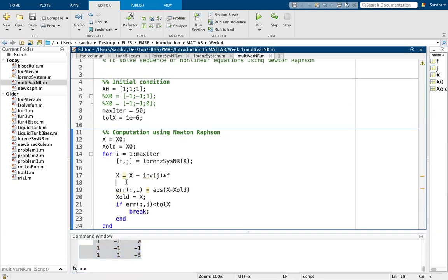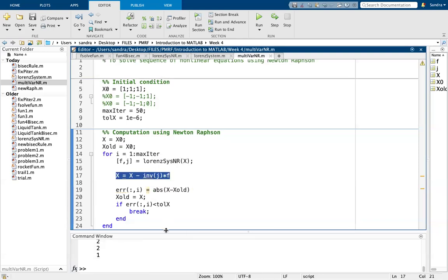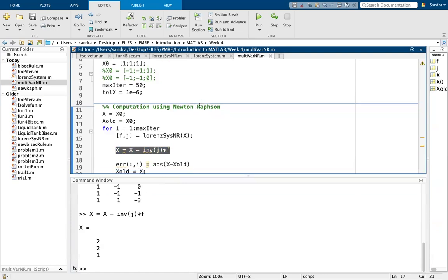Now this is my update formula: new x is old x minus inverse of J, where inverse is the Matlab function for calculating the inverse of a matrix, multiplied by the function value. I get the new x. So I started from 1, 1, 1, and my new x value is 2, 2, 1.